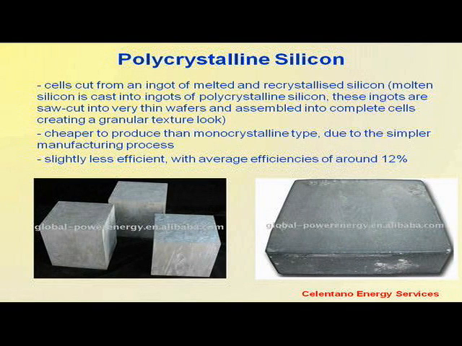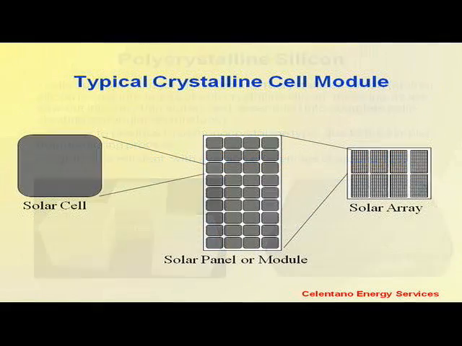Okay, polycrystalline silicon, on the other hand, is a much simpler production technology. You take molten silicon and you pour it into a mold, and you get these ingots. From the ingots, you can slice thin wafers, assemble them into cells, and then the cells are assembled into panels and into arrays. It's much cheaper, it's somewhat less efficient. The solar cells are arranged into panels, and then these panels or modules are arranged into arrays and put on top of a roof or out in a field.